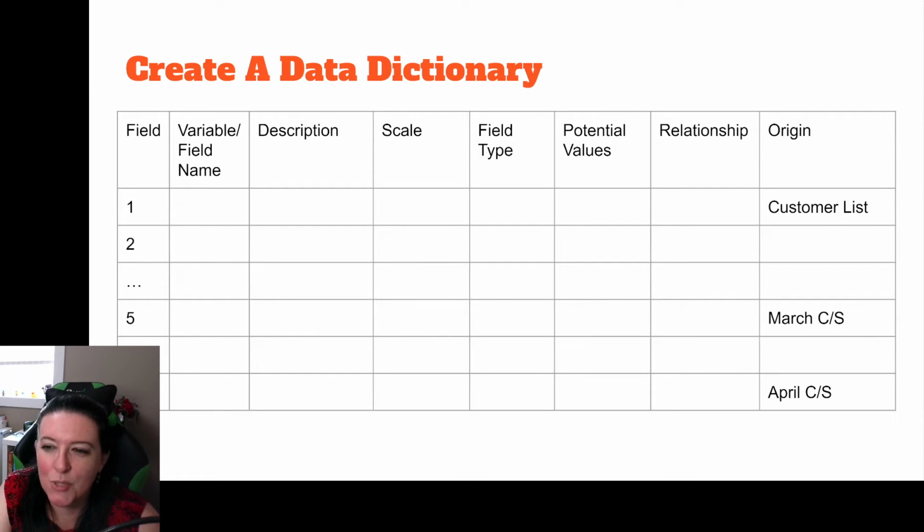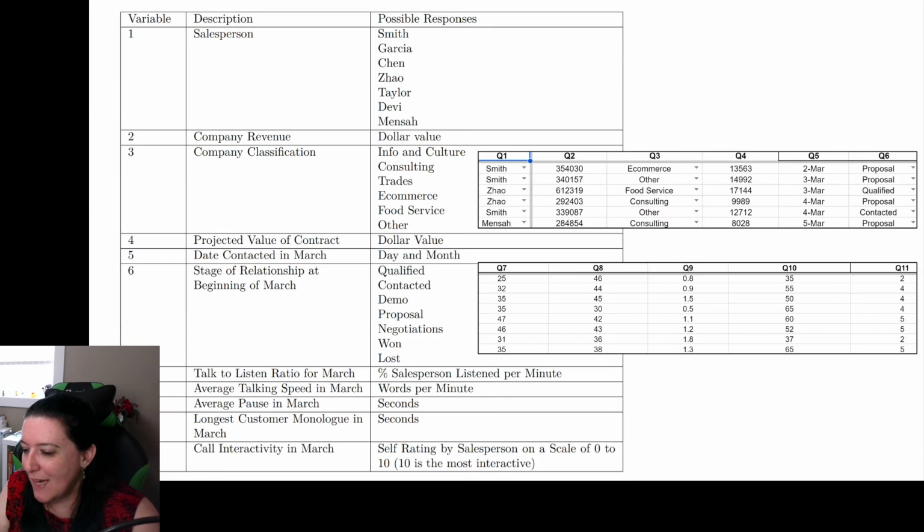So we have our March spreadsheet, our April spreadsheet, our customer list. They're coming from different sources. So take a moment and see if you can turn some of this into a data dictionary.